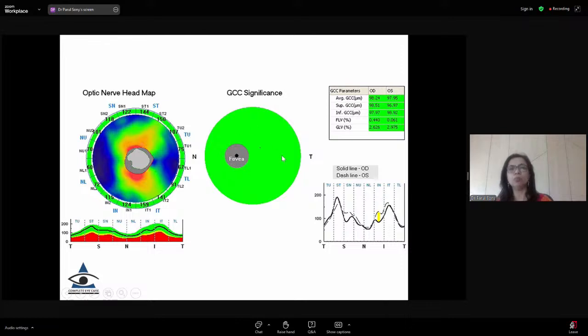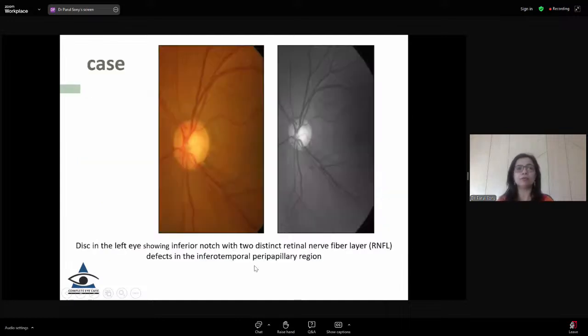Everything in green, a normal looking GCC. There's no red or green areas in the significance printout on GCC, and the TSNIT curve also looks very well.